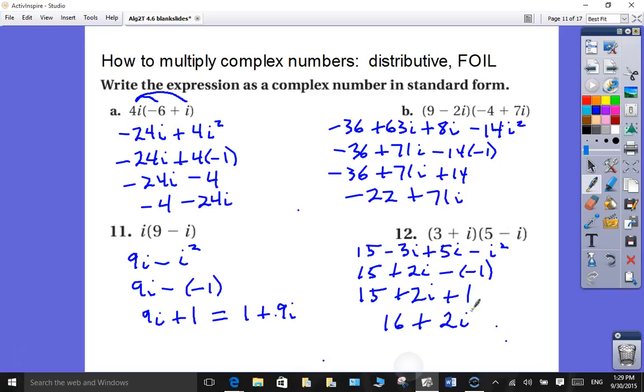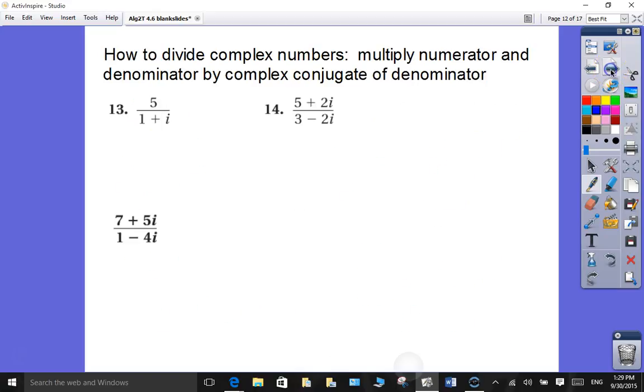So let's see, we did add, subtract, and multiply. What do you think is next? Oh my gosh, how do you know? It's a miracle. So now we divide.